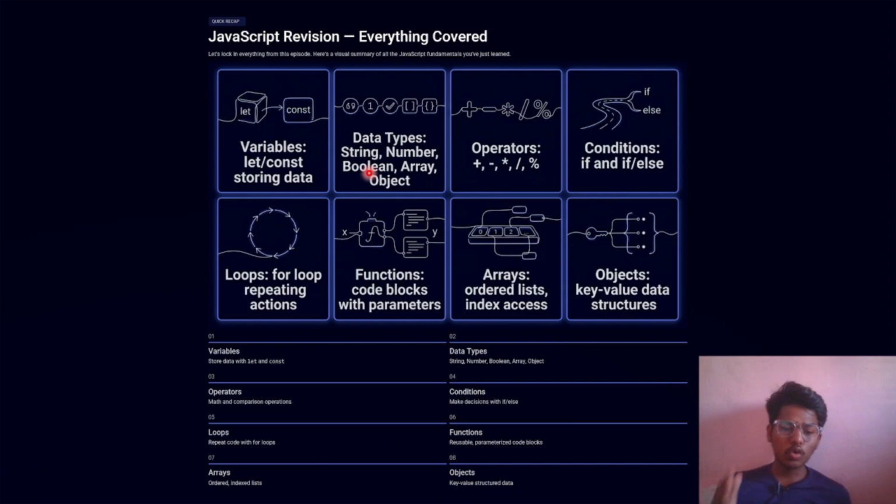We also discussed loops, for loops, repeating actions. And we discussed functions, code blocks with parameters. We also discussed arrays, an ordered list with index access, and objects, key-value data structures. Here is the basic information, you can check it out.